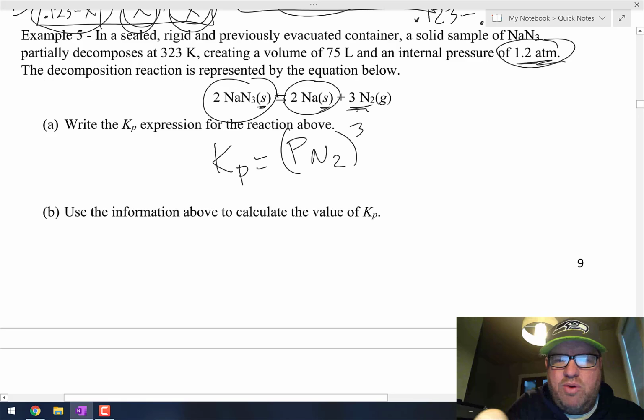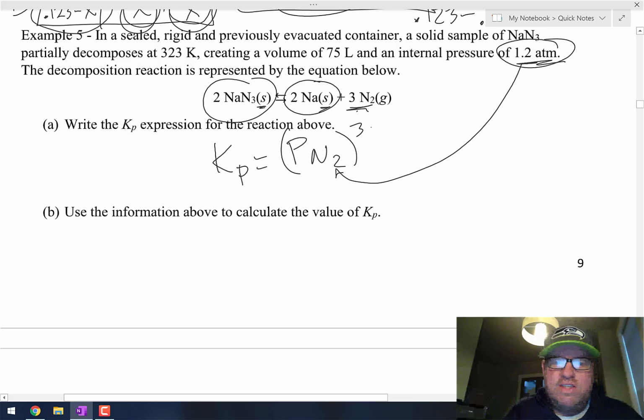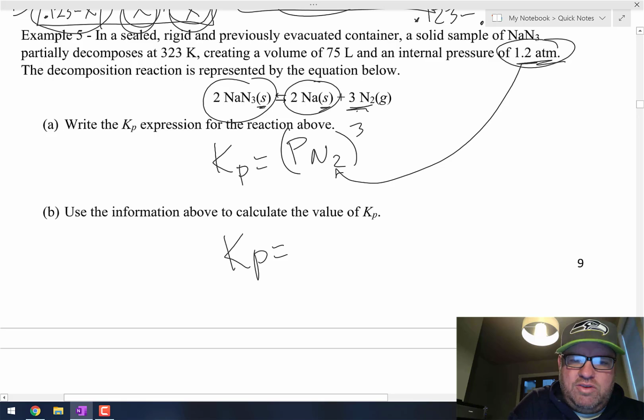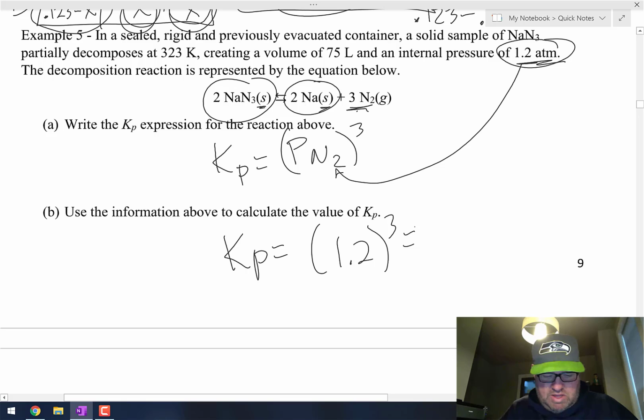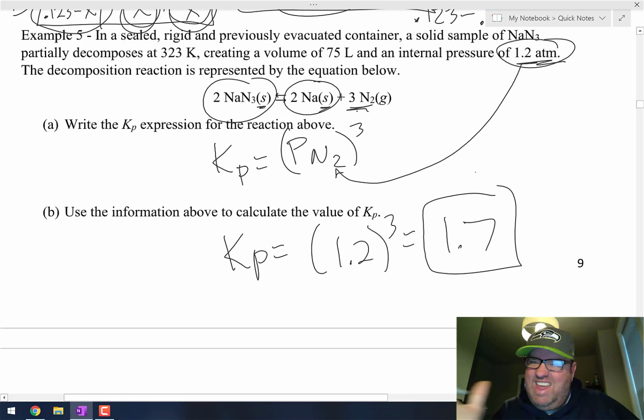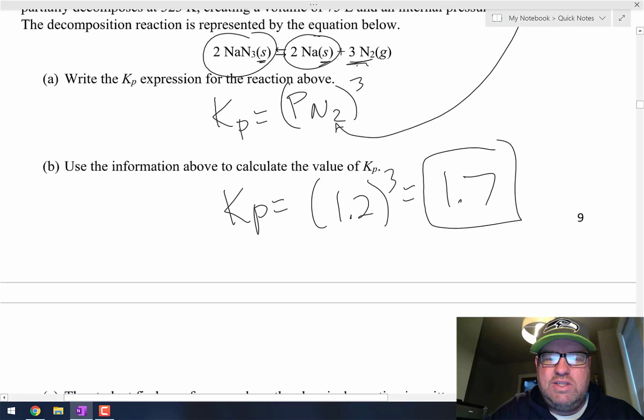Well, what causes that 1.2 atmospheres? The only gas in there is nitrogen. So if the internal pressure is 1.2 atmospheres, that means the pressure of nitrogen is 1.2. So to calculate, Kp is simply going to equal 1.2 cubed, which I believe is 1.728. Let's just check and make sure. Yes, it is. So with two significant figures, the answer is 1.7. And that's it on that one. That one's pretty straightforward. And yes, these are from pretty recent exams as well.